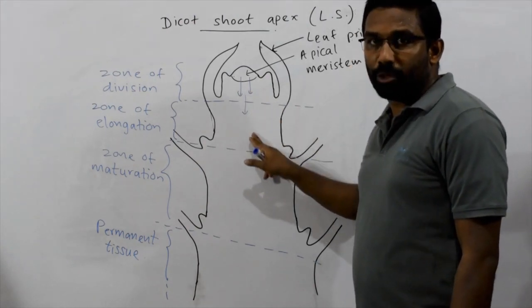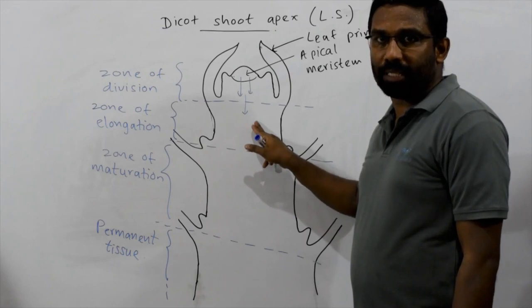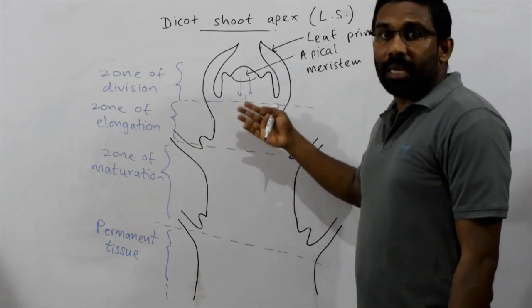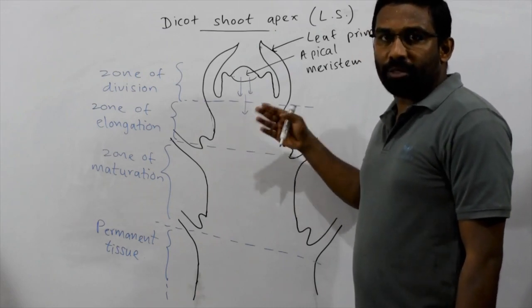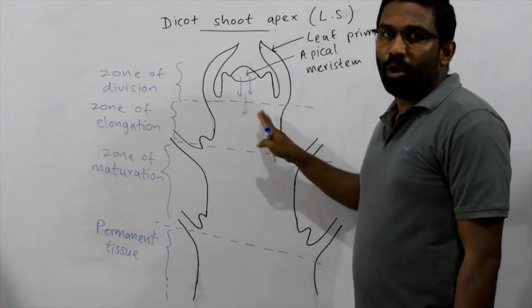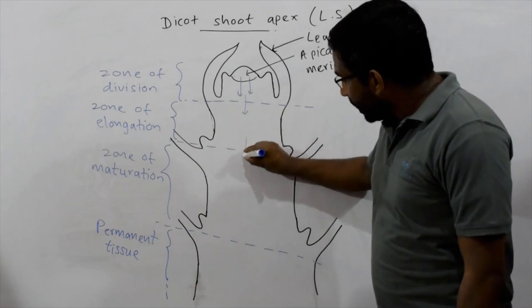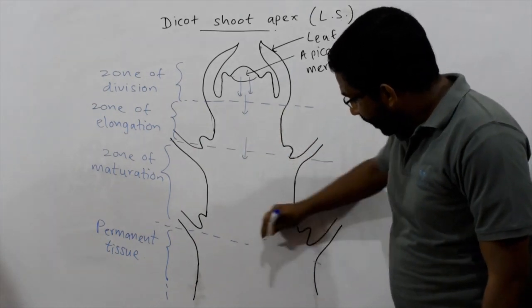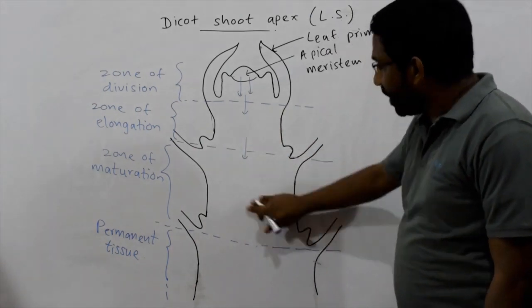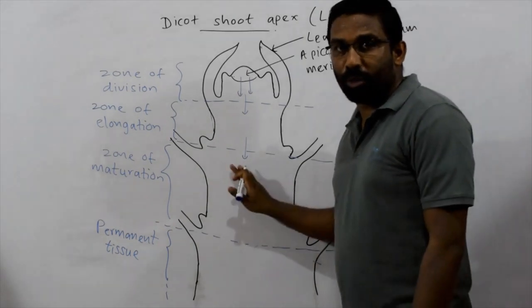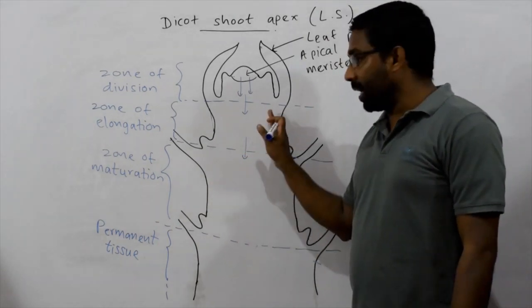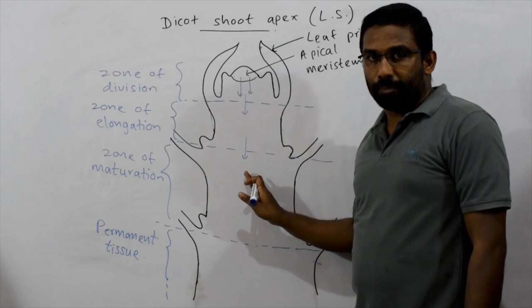You know what happens in the zone of elongation. As the name implies, cells are elongated, mainly due to accumulation of water and other substances. Then after elongation, those elongated cells are pushed downwards to the zone of maturation. So here this is the zone of maturation. What happens in the zone of maturation? Cells are differentiated. Elongated cells start to differentiate.